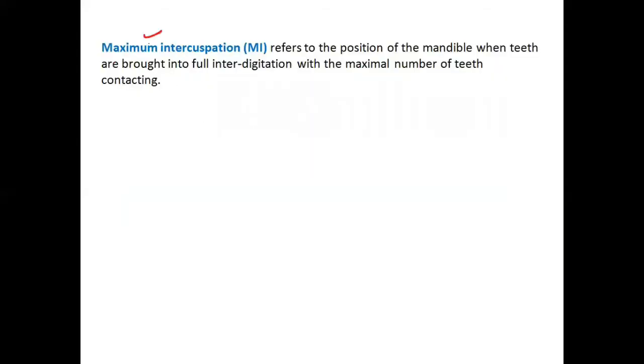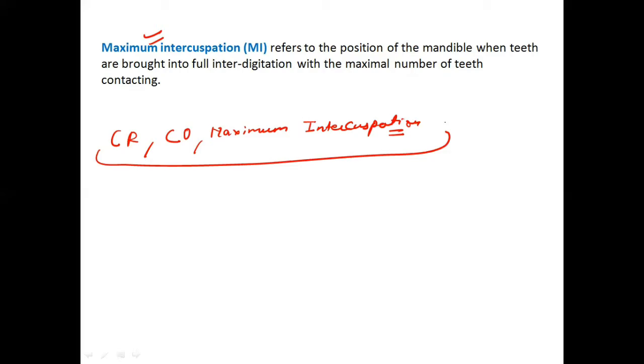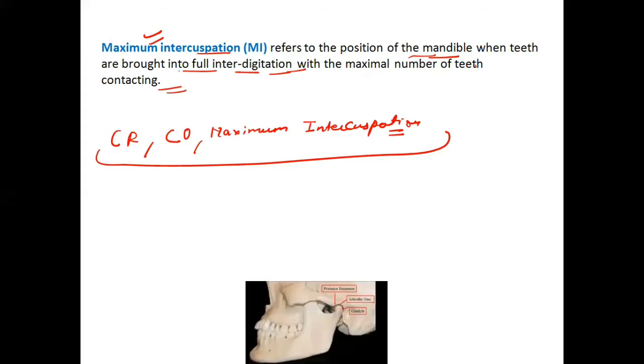Now come to maximum intercuspation. There are 3 terms: centric relation, centric occlusion, and maximum intercuspation. Let us evaluate them so you are not confused between these three terms. So what is maximum intercuspation? Maximum intercuspation is the position of the mandible when teeth are brought to full interdigitation with the maximum number of teeth contacting. Right? This is maximum intercuspation.